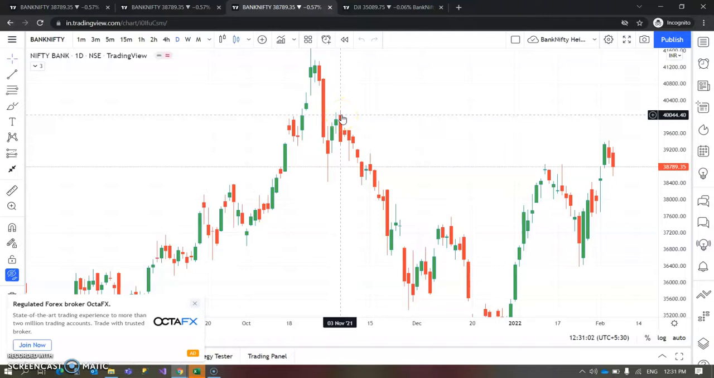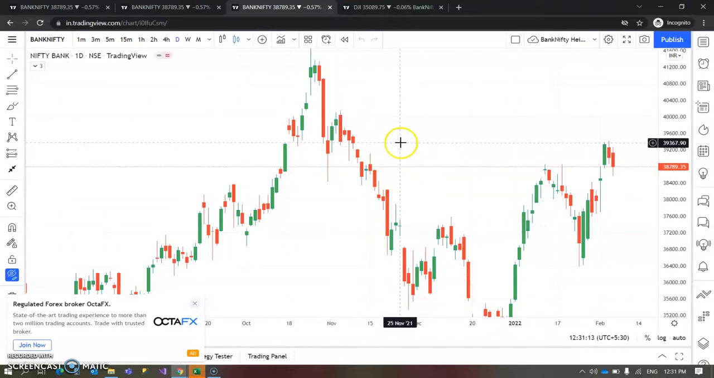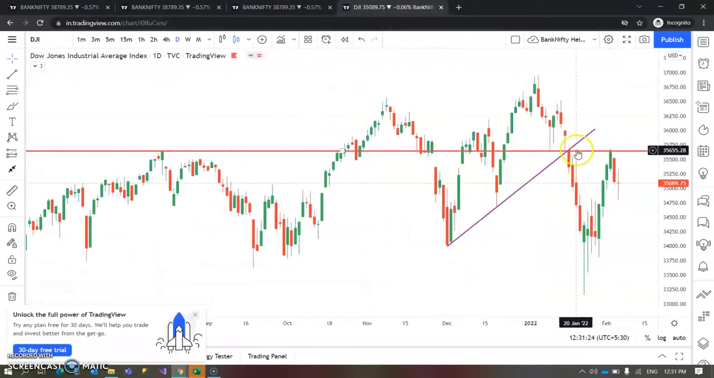Around 40,040. If you have any doubt, just go back to my previous videos and take a revision of this particular analysis. So the market is respecting the previous swings. You can clearly see the horizontal line and the market exactly reversing from that particular point. The same thing I can show in the Dow Jones chart as well.